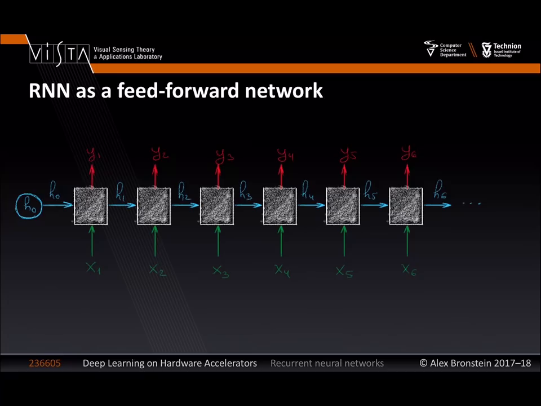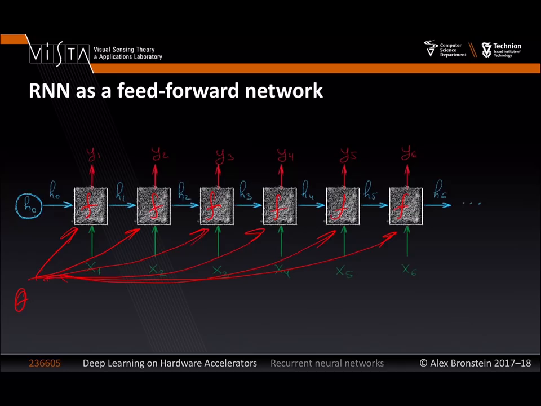Okay, it receives exactly the same parameters theta. It's fixed in time. So this F now receives the next state, produces the following state H2, and spits out the output Y2. Okay, and so on. So basically, this infinite sequence is an unrolled representation of this dynamical system.